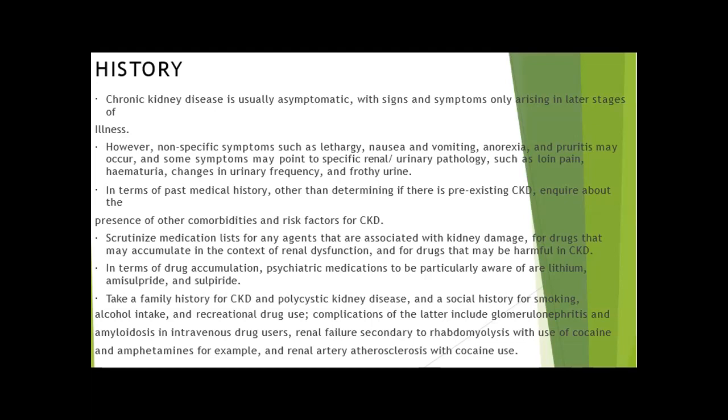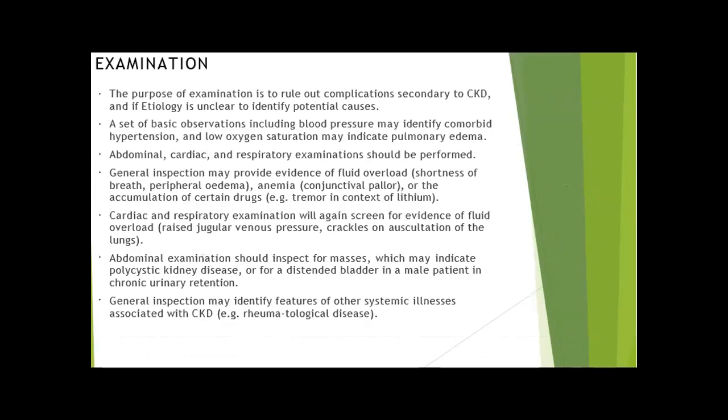Take a family history for CKD and polycystic kidney disease, and a social history for smoking, alcohol intake, and recreational drug use. Complications of the latter include glomerulonephritis and amyloidosis in intravenous drug users, renal failure secondary to rhabdomyolysis with use of cocaine and amphetamine, for example, and renal artery atherosclerosis with cocaine use.